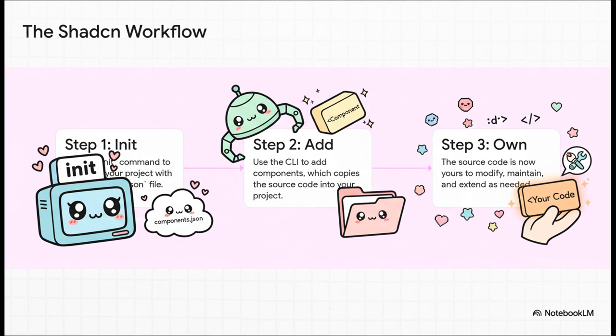And the workflow is incredibly straightforward. First, you run a simple init command to set up your project. Then, whenever you need a component, you just ask the CLI to add it. And that's pretty much it. The source code for that component just appears in your project, ready for you to own, adapt, and maintain.